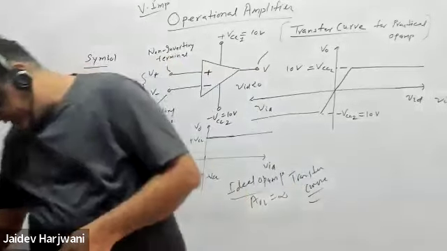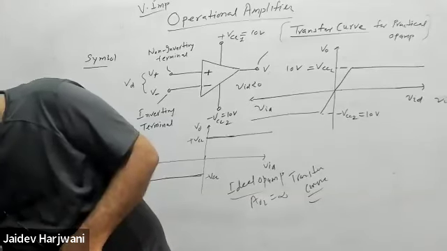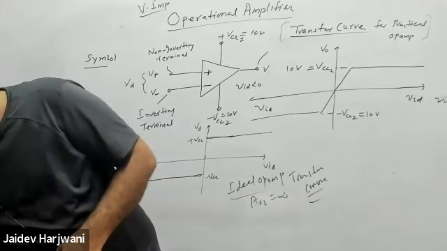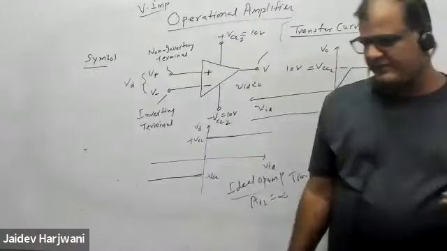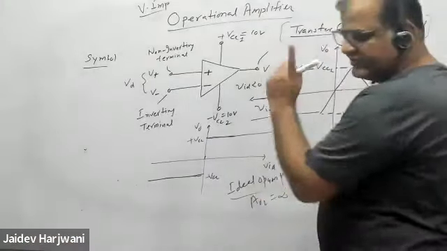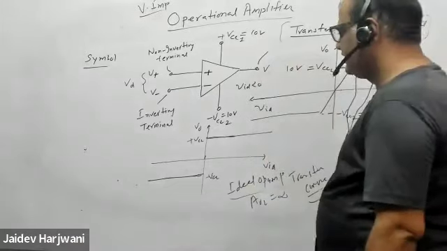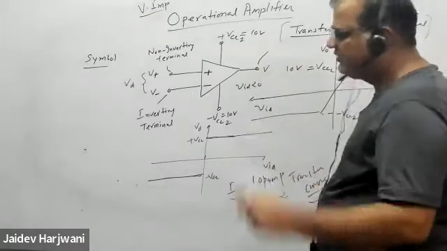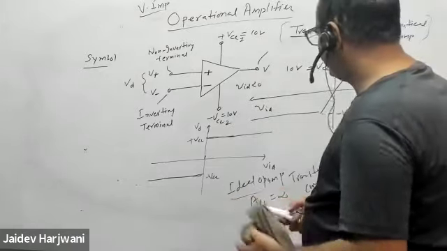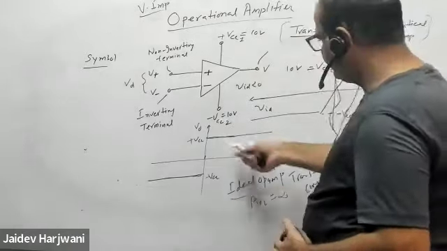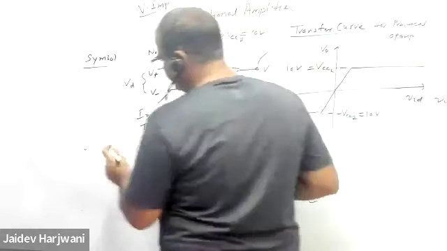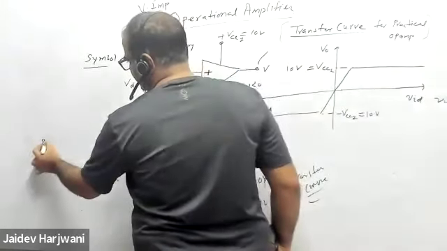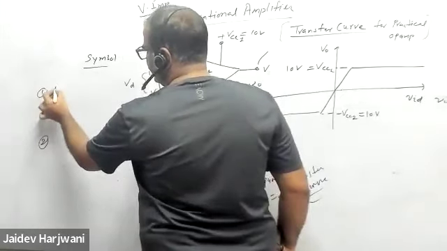This is number 1 point. So first I told you this is a difference amplifier. It will give you V output equal to AOL times VID. The second point I told you about is the transfer curve, and the transfer curve originated from the saturation property. Number 2 property, first, is difference amplifier.